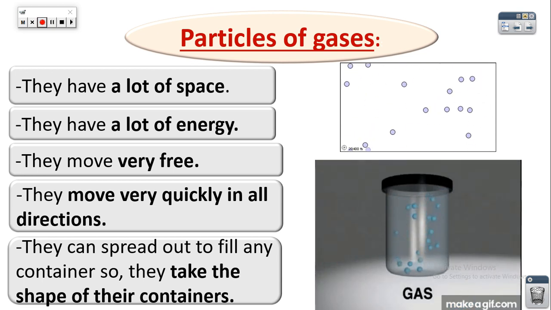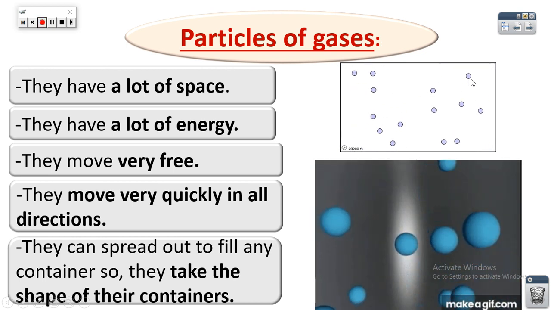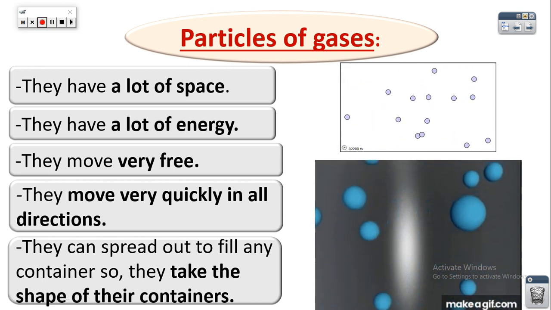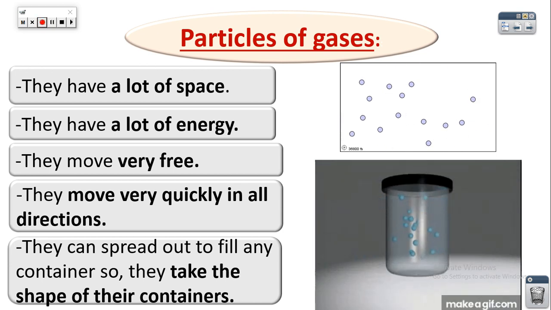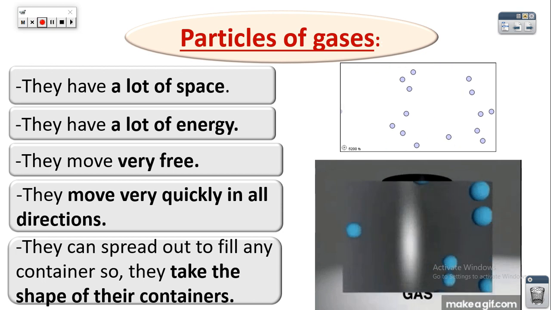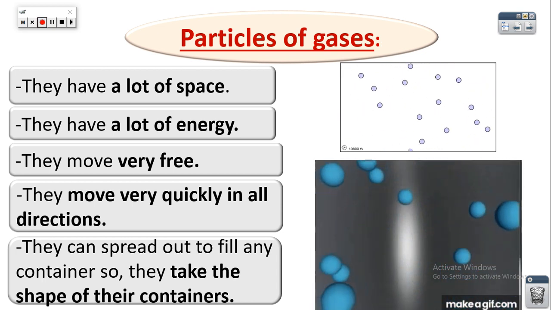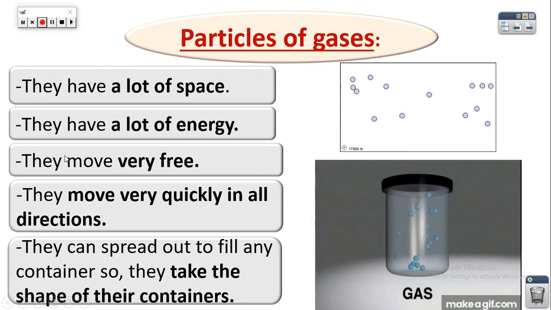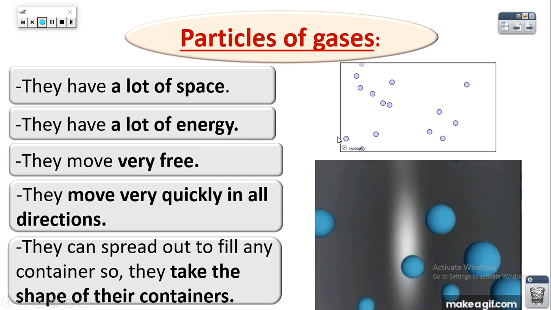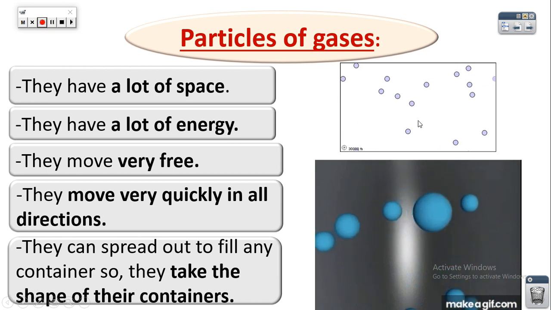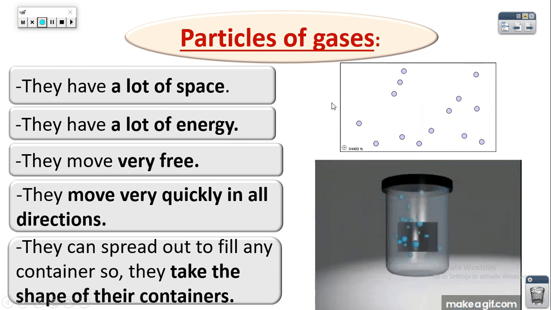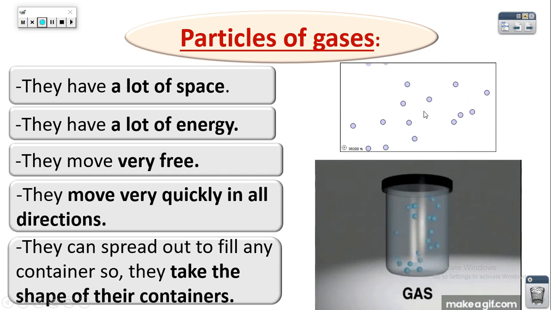Let's go to the energy. As you can see, gas particles are moving very fast, so they have a lot of energy. Let's start with the solid. What is the energy of the solid? It has less energy. Liquids have more energy, but gases have a lot of energy. Let's go to the third point, which is the movement. Gases move very freely, as you can see in the picture. They move quickly in different directions.